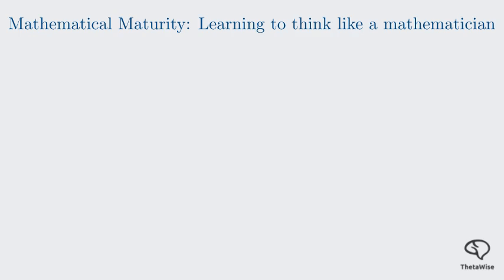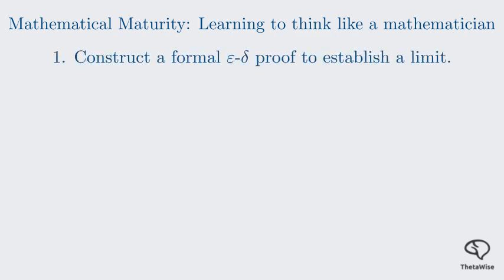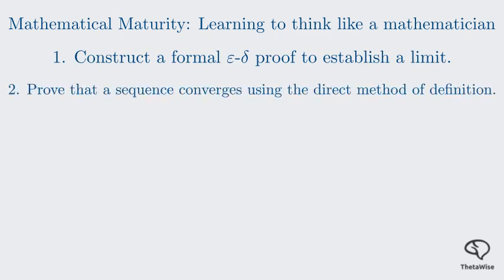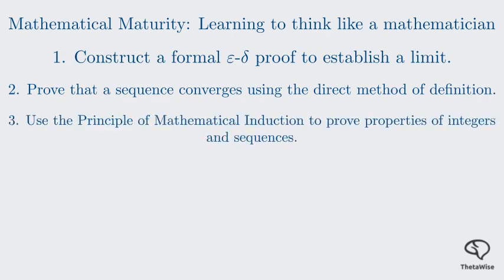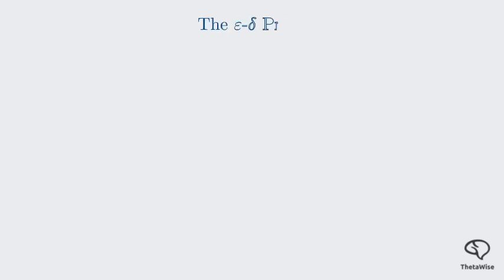We're going to focus on 3 key proof techniques that are essential building blocks. By the end of this video, you will be able to, first, construct a formal epsilon-delta proof to establish a limit. Second, prove that a sequence converges using the direct method of definition. And third, use the principle of mathematical induction to prove properties of integers and sequences. Let's get started. First up, the epsilon-delta proof.